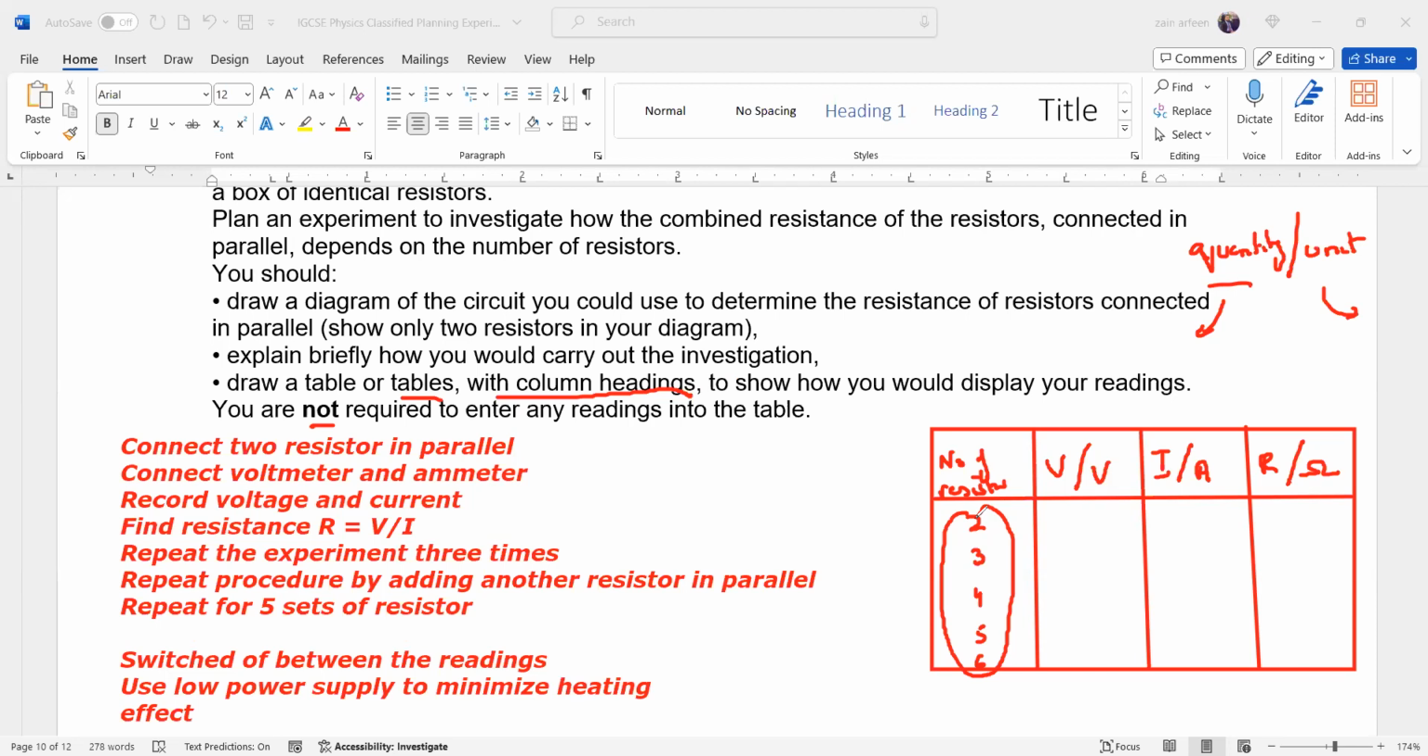You can have one table representing all the quantities, or you can have separate V, I, R columns for 2 resistors, then for 3 resistors, then for 4 resistors, and so on. So that's how this experiment is done.